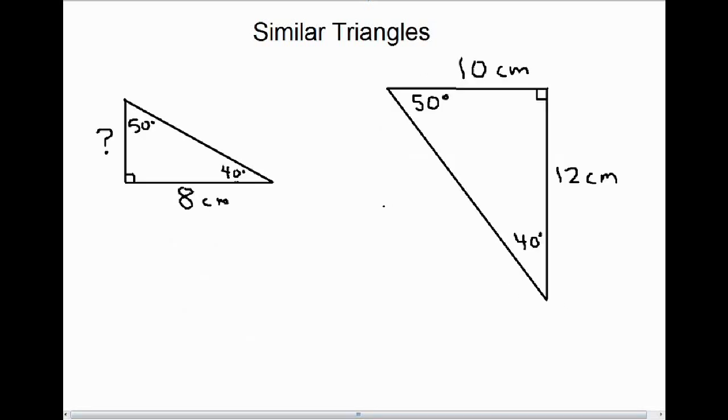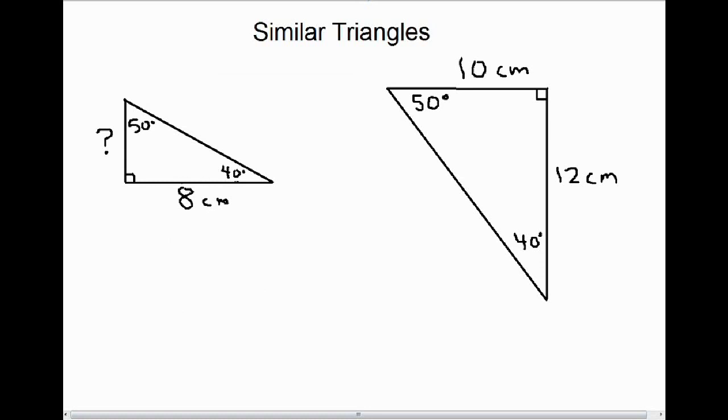So here's another example where we're asked to find an unknown side of a triangle. And hopefully we're going to be able to use similar triangles here. So the first thing we have to look at is, are these similar triangles? If they are similar triangles, that means they have the same shape, which means they have the same angles. And we can see here that they do have the same angles. Each of them has a 90, a 40, and a 50-degree angle.